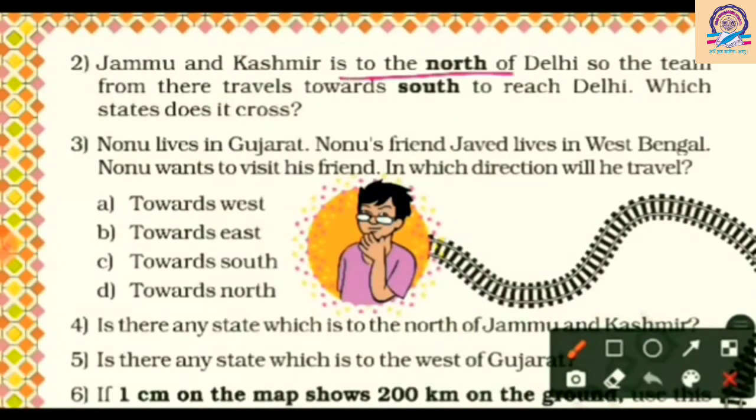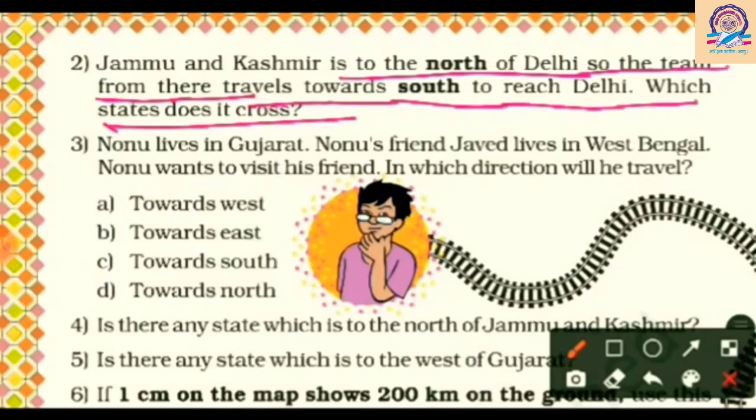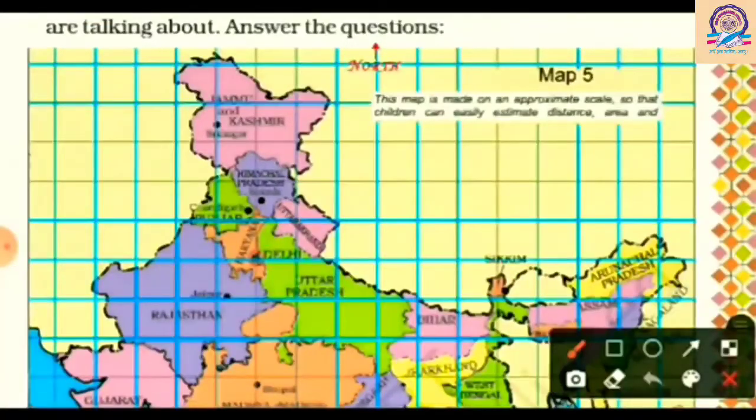Jammu and Kashmir is to the north of Delhi. So the team from there travels toward the south to reach Delhi. Which states does it cross? Let's see the map for the answer. So where is Jammu and Kashmir on the map? On the top of the Indian map there is Jammu and Kashmir, and they have to travel to Delhi. So they have to travel to the south side, that is, downward. So when we start from Jammu and Kashmir, we come across Arunachal Pradesh, Punjab and Haryana.